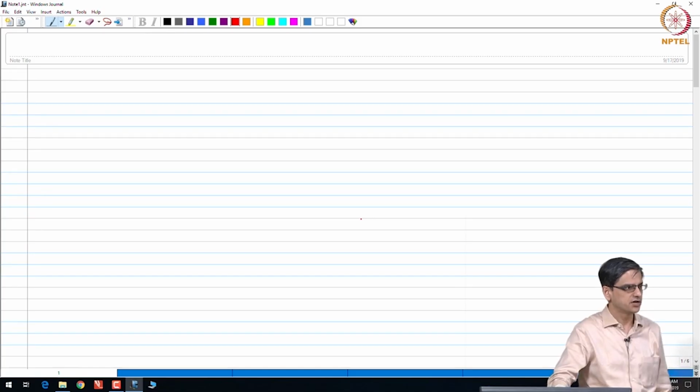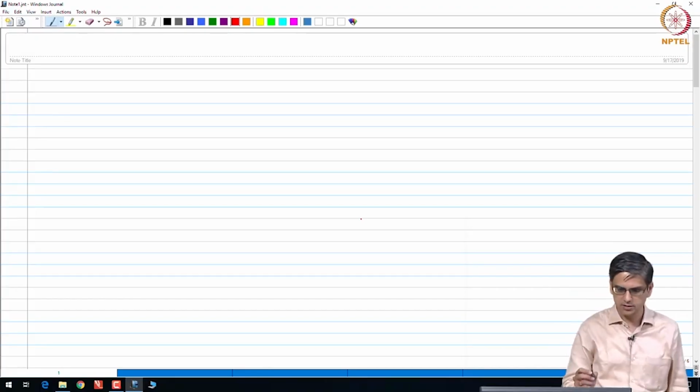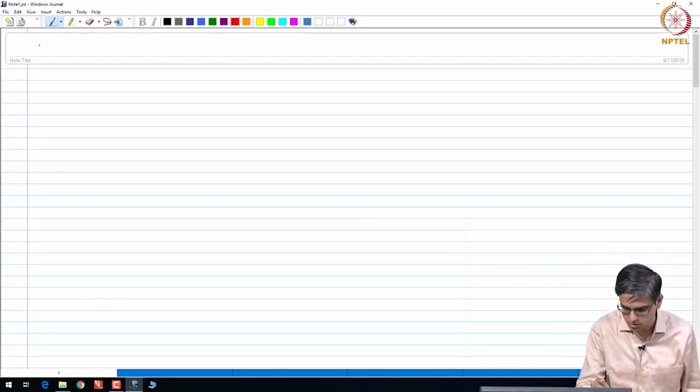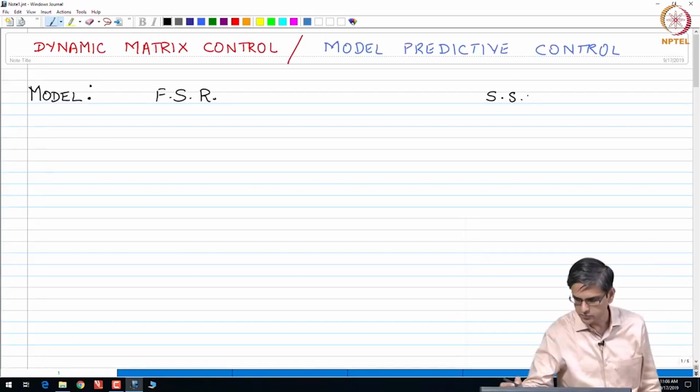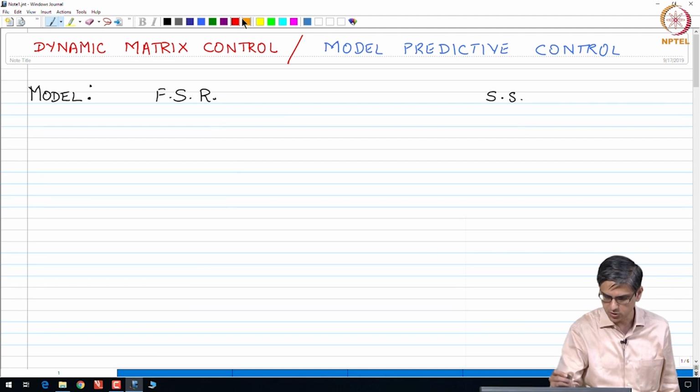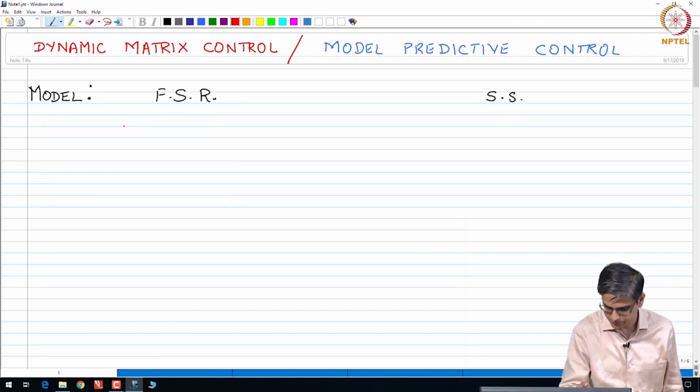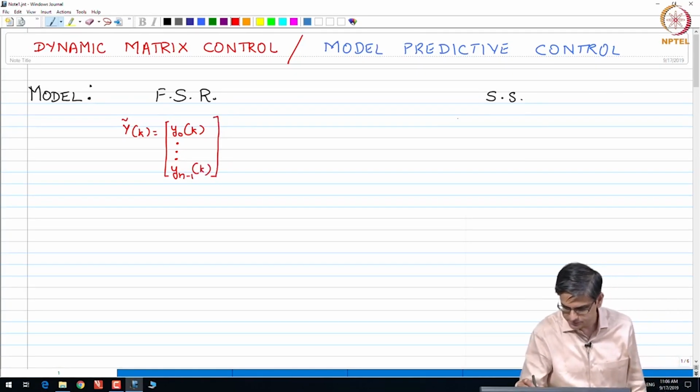Let's start the lecture. Having said this, this would be the last lecture in this module, and we are talking about dynamic matrix control, so finite step response and state space model. Again, we have done this multiple times, so I will quickly just recap.